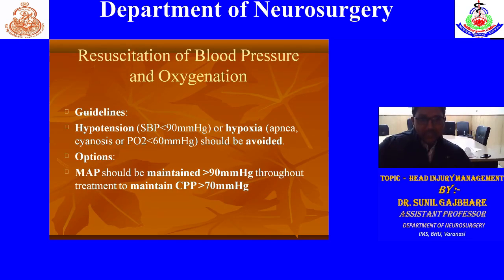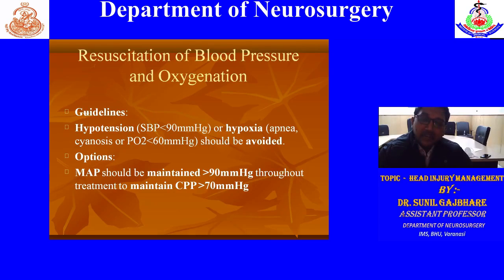The resuscitation of blood pressure and oxygenation should be the highest priority. The guideline for blood pressure is that systolic blood pressure should always be more than 90 millimeters of mercury, and hypoxia should be prevented. Apnea and cyanosis should not happen. Mean arterial pressure should be maintained at more than 90 millimeters of mercury throughout the treatment to maintain a cerebral perfusion pressure of more than 70 millimeters of mercury. Else the brain will become ischemic and go into irreversible damage.